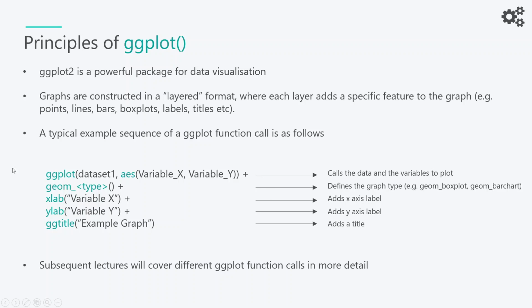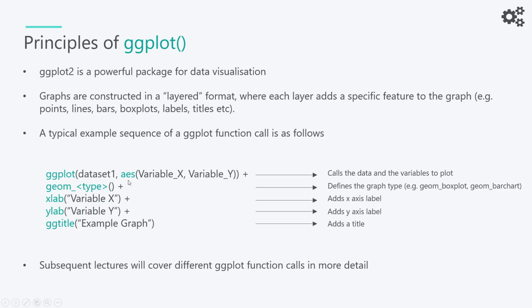So this would be a typical example of a ggplot function sequence to produce an example graph. For example, we would start with the ggplot call where we would input our data set as the first argument, and then typically at this point, although not always, we would introduce this additional function call called AES, which is important for defining the x-axis variable as the first argument and the y-axis variable as the second argument within AES.